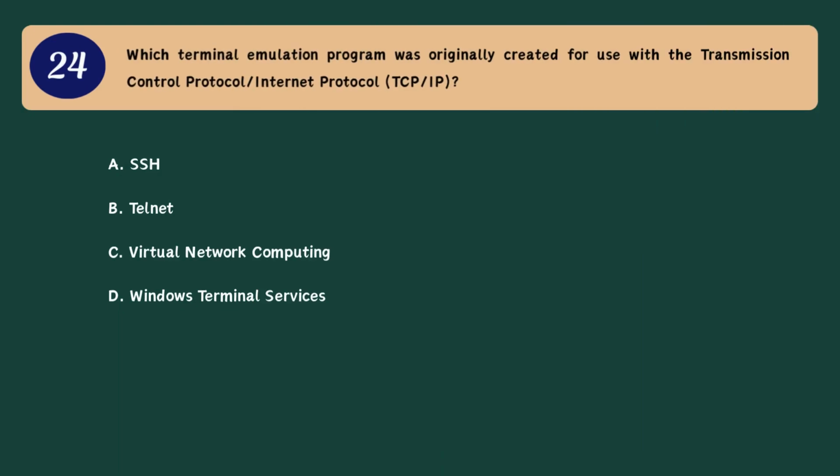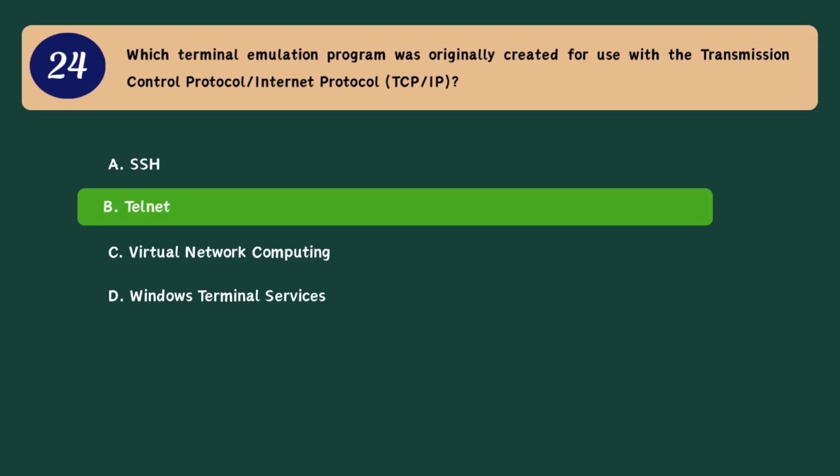Question 24. Which terminal emulation program was originally created for use with the Transmission Control Protocol/Internet Protocol? A. SSH. B. Telnet. C. Virtual Network Computing. D. Windows Terminal Services. Correct answer. B. Telnet.